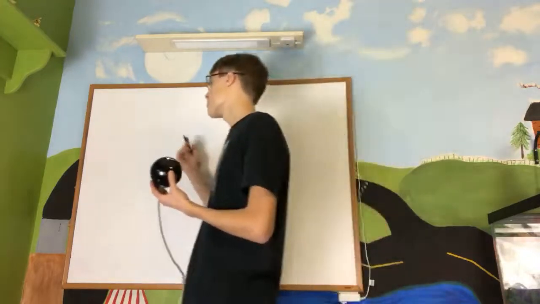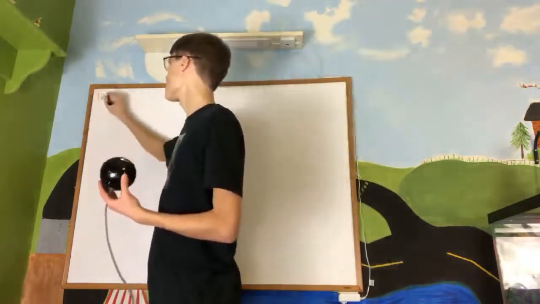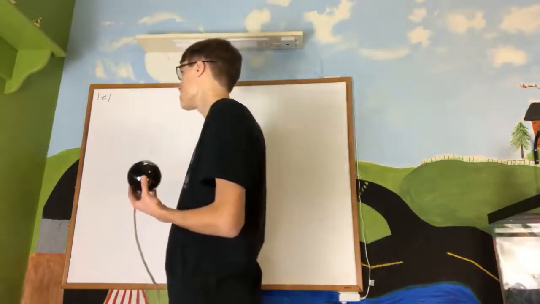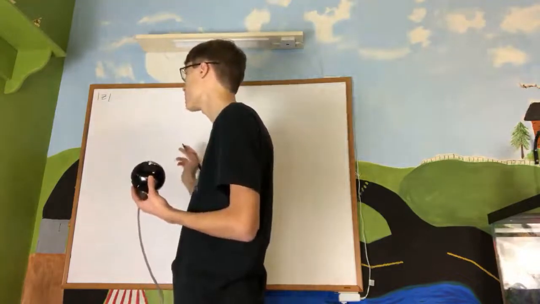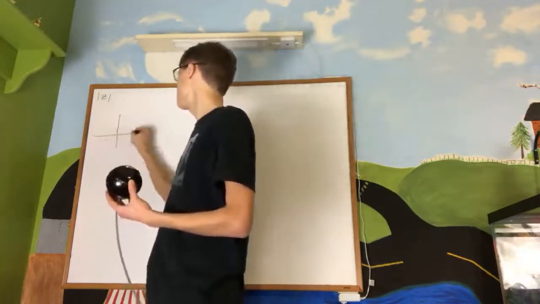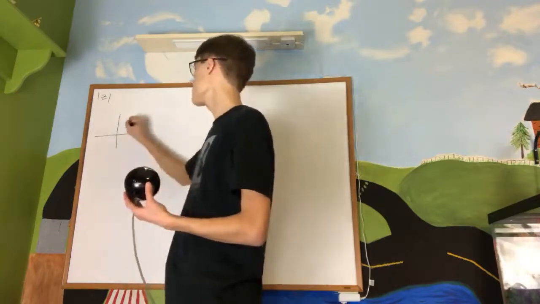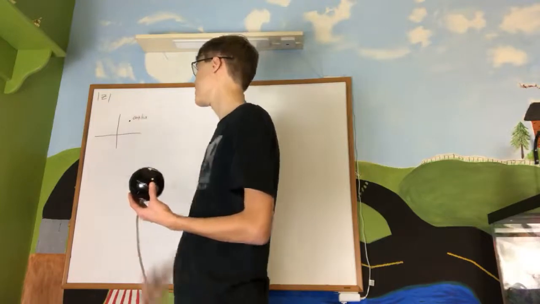So, the first thing I'm going to introduce is complex magnitude. We usually write this with little absolute value signs. And what it represents is the distance between a complex number and the origin. So if I have the complex plane, looks like this, and I have some random complex number, a plus bi.